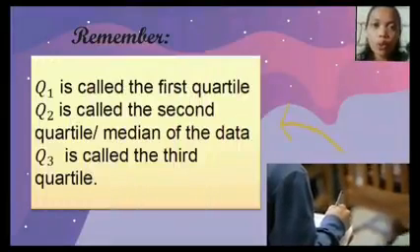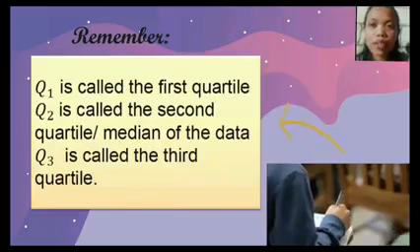Next, these are the points to remember. Q1 is called the first quartile, Q2 is called the second quartile or the median of the data, and Q3 is called the third quartile.